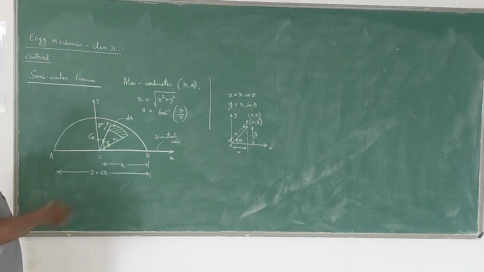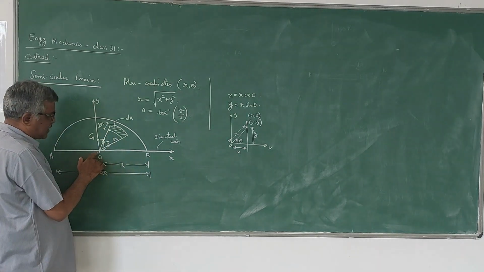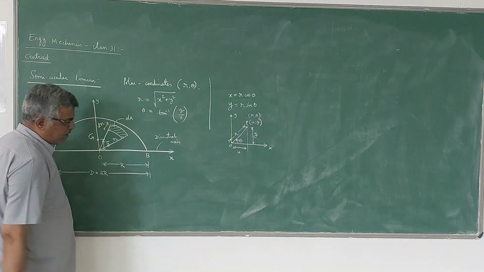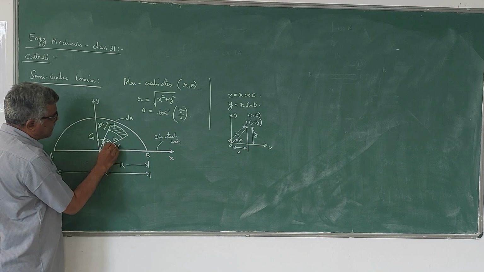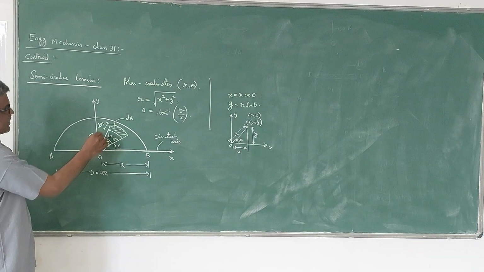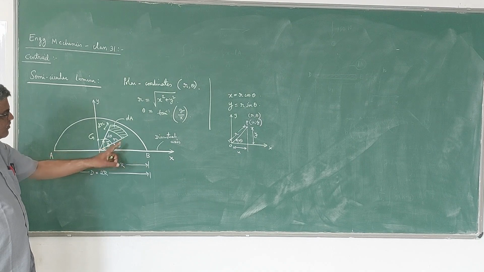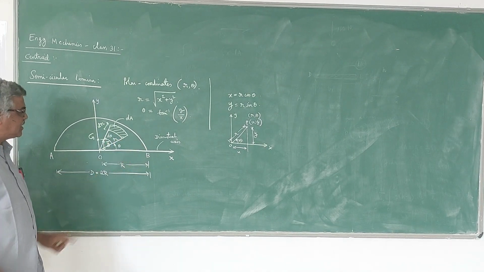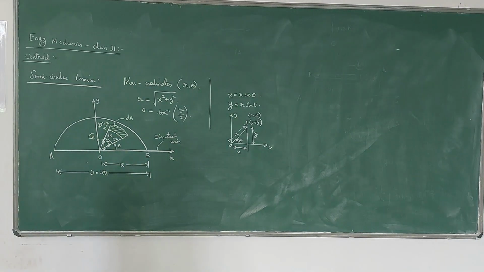So that r is the radial distance of the elemental area, dr is the thickness of the elemental area, dA is the area, and this angle is theta, and this angle I will take as d theta. So the subtended angle I will take as d theta. So theta is the angle made by the elemental area edge with respect to the x-axis in the anti-clockwise direction. d theta is the included angle. So this is the figure for the derivation.